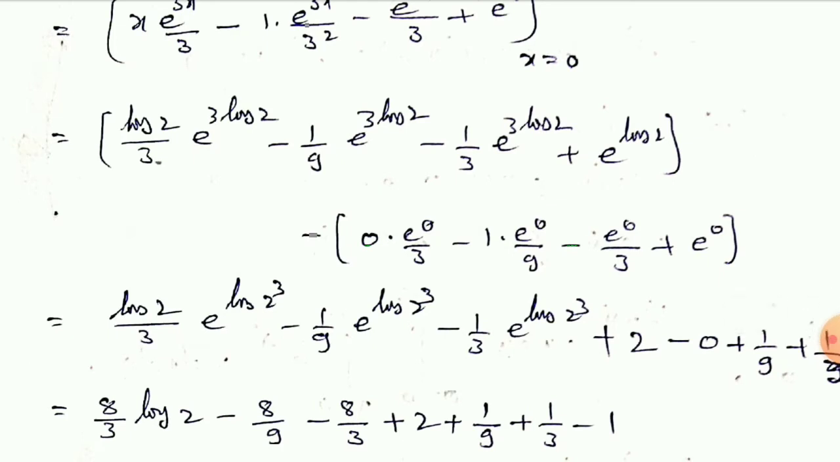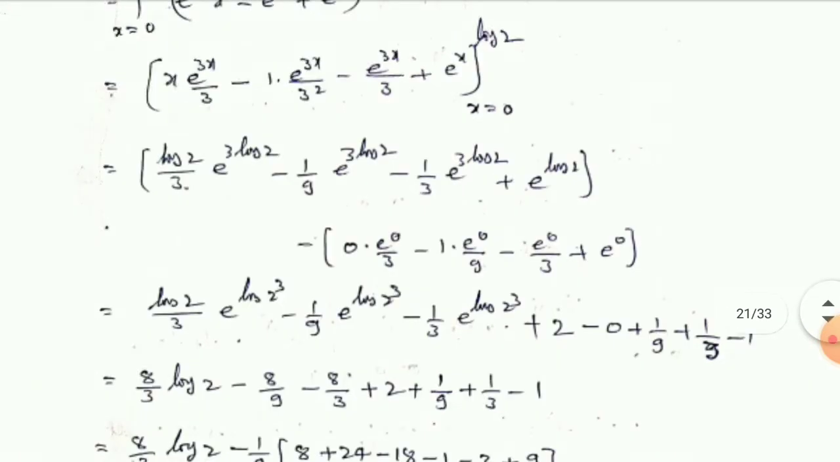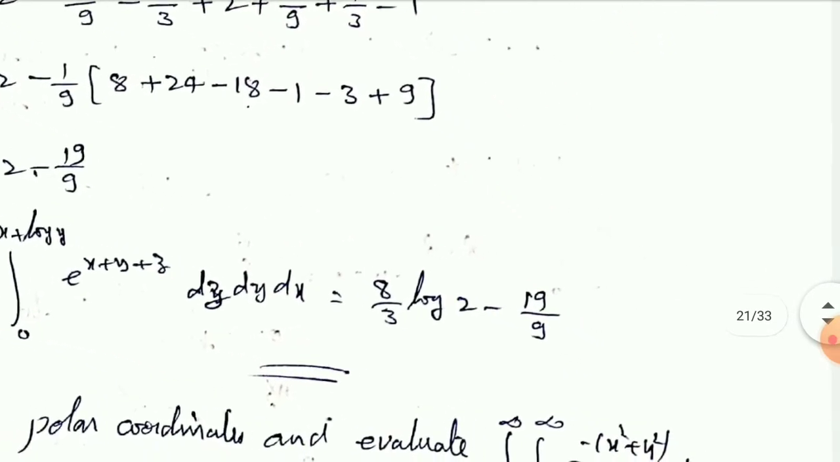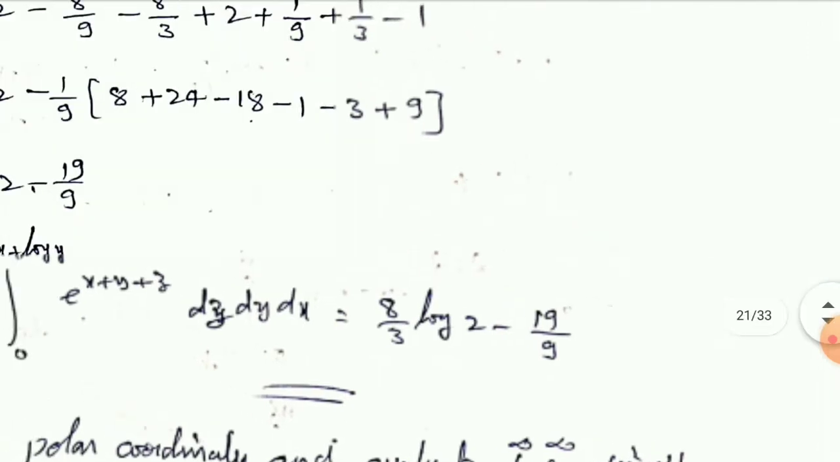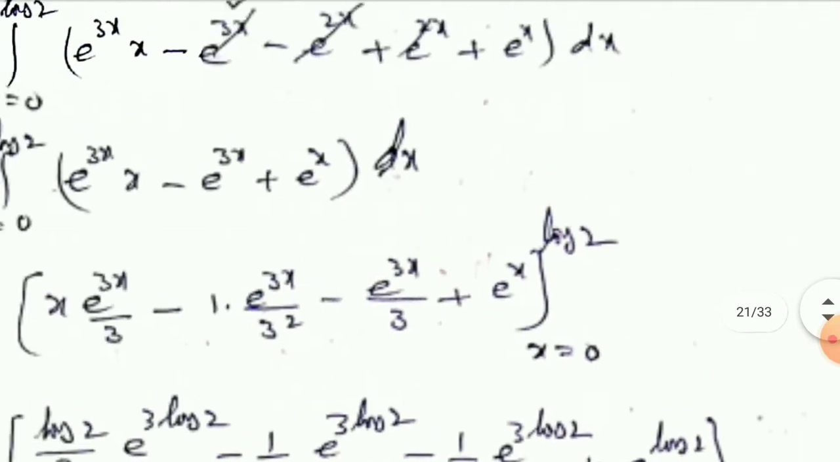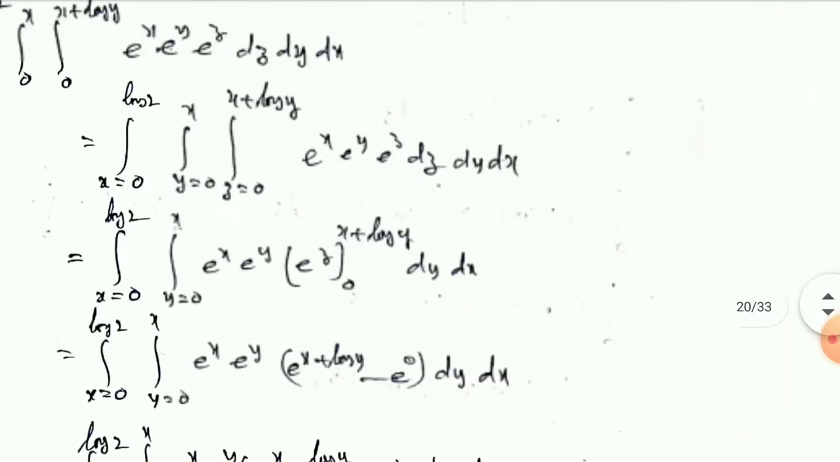And remember, when e power logarithm of some value is there, you can directly write down its value. So this is nothing but your answer. Totally you are getting 8 by 3 log 2 minus 19 by 9. Okay, once again I will just explain; it is very simple. Only the thing is, you are doing the integration one by one.